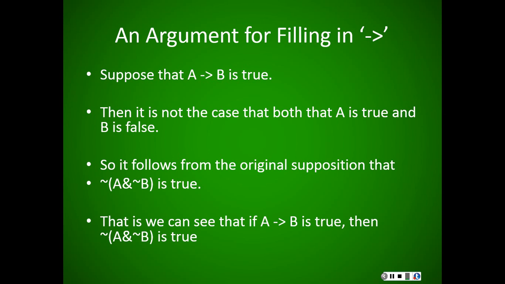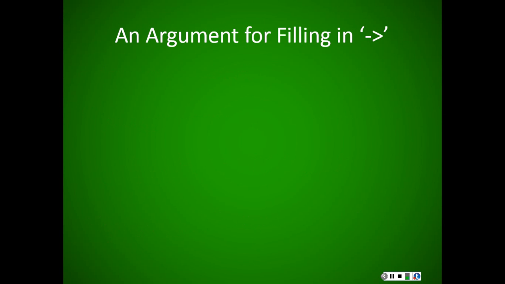Okay, now let's go in the other direction. Let's suppose that that negated conjunction is true. Suppose that it's not the case that A and not B is true.